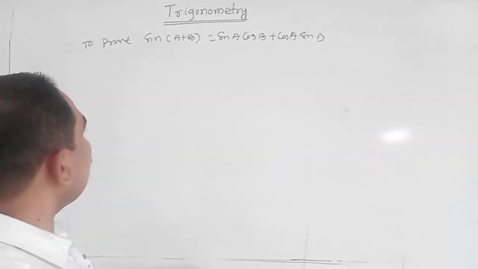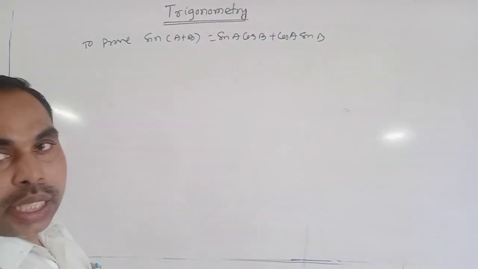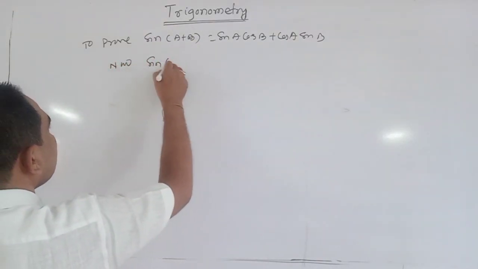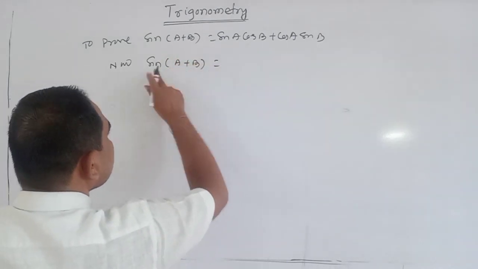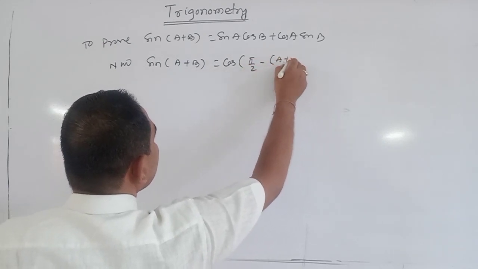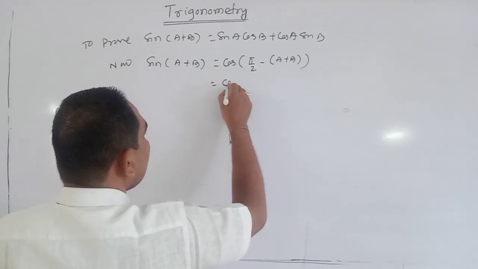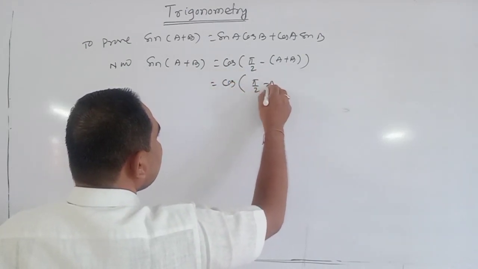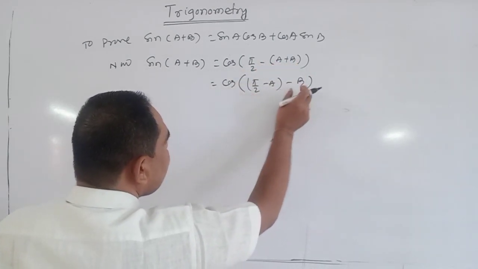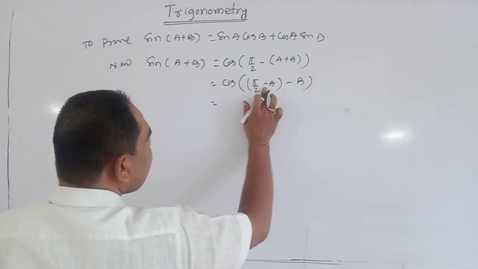Next, to prove sin(A+B) is equal to sin A into cos B plus cos A into sin B. Now sin of A plus B is equal to sin theta, which is equal to cos(90 minus theta), which is cos(pi by 2 minus A minus B). So we use the formula for cos(A minus B).